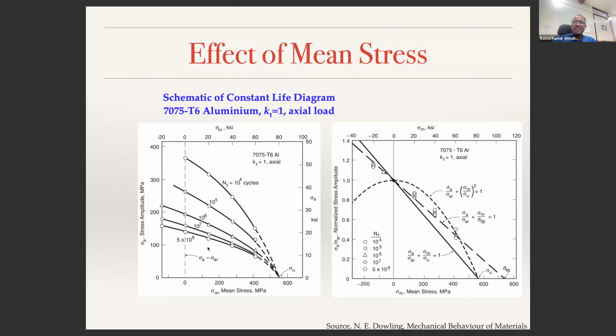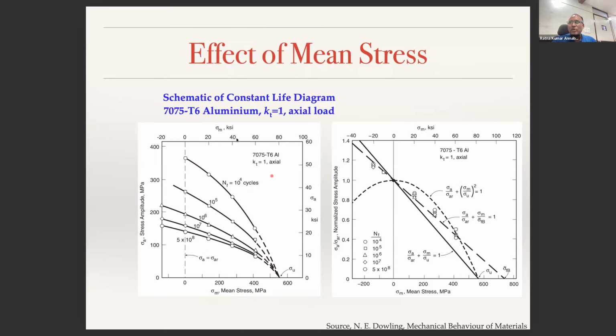So, as I said, it's a constant life diagram. When I plot sigma m, you are able to see my slides now, I hope. Yes, sir. So sigma m is the mean stress, sigma a is the stress amplitude. Although I have drawn it as a nice straight line, in reality they won't be straight lines. It will be something like that. You can see for different numbers of cycles, Nf equal to 10 power 4 cycles, this is the line or a curve, and 10 power 5 cycles like that.